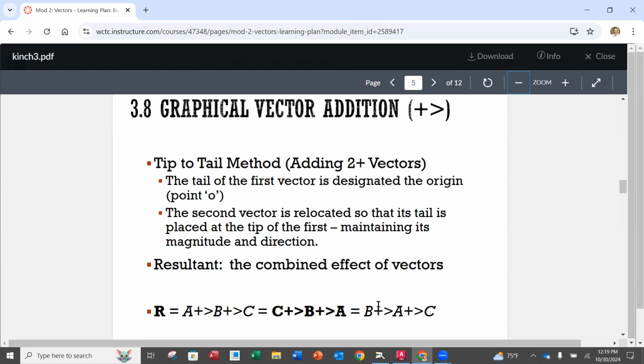And the resultant is going to be the one force that can replace all of those other forces, but have the same net effect on the body. Sometimes we call this the combined effect of the individual vectors. We can replace them with just one.